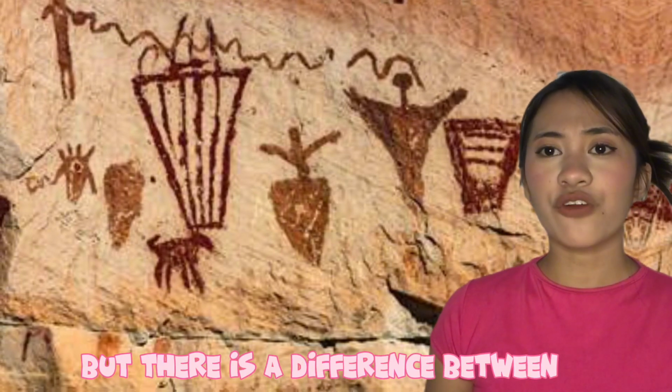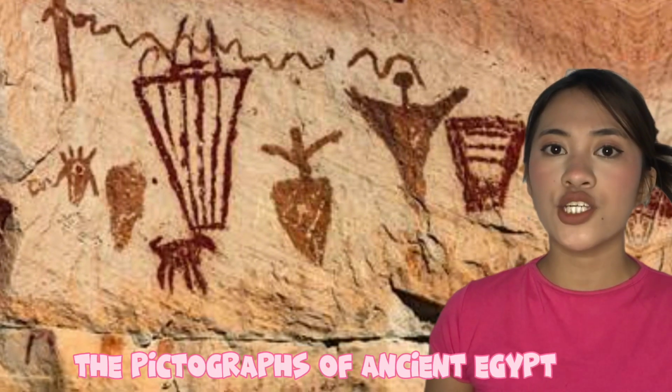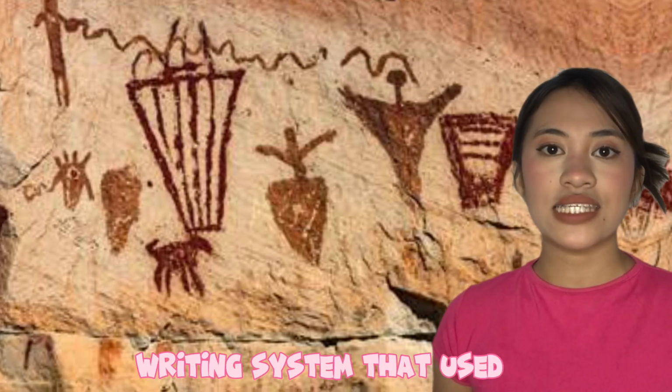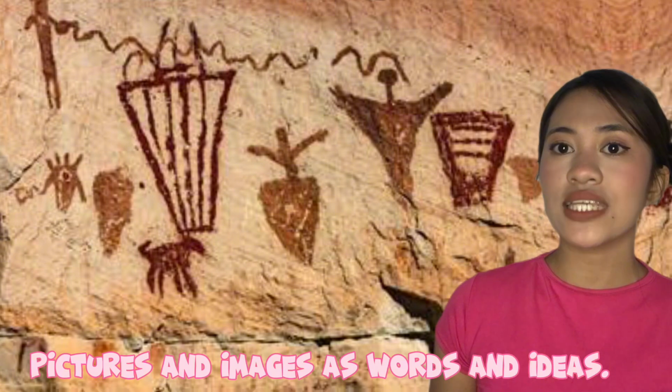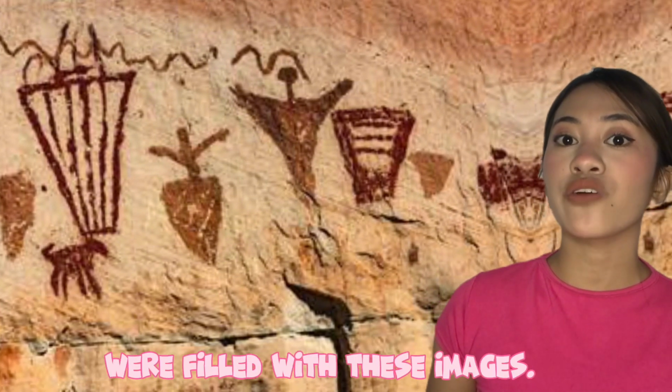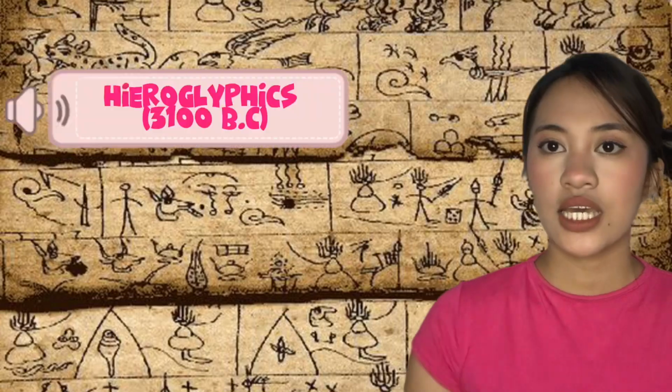But there is a difference between the pictographs of ancient Egypt and those from the Stone Age. The Egyptians had a formal writing system that used pictures and images as words and ideas. Egyptian temples and pyramids were filled with these images.